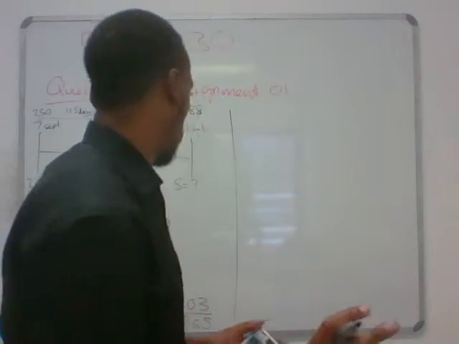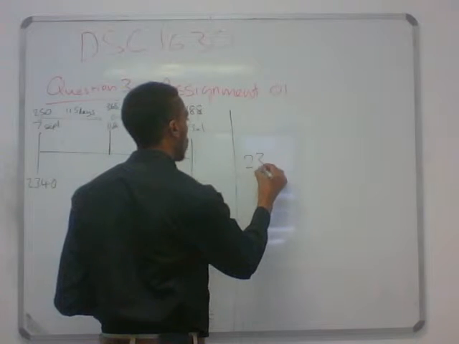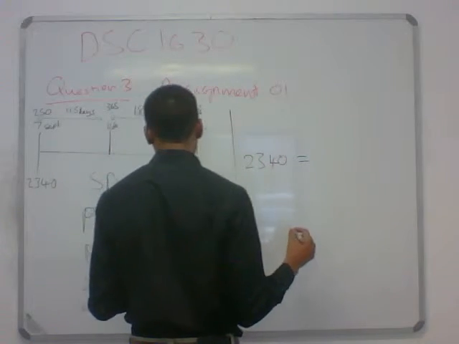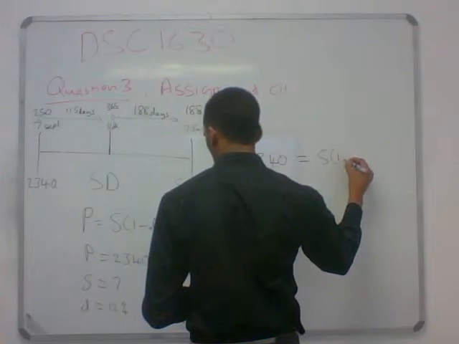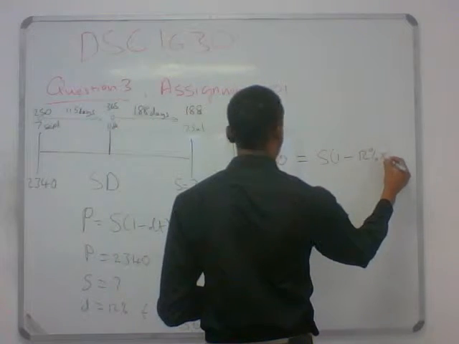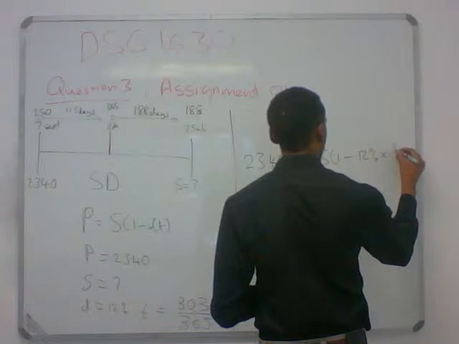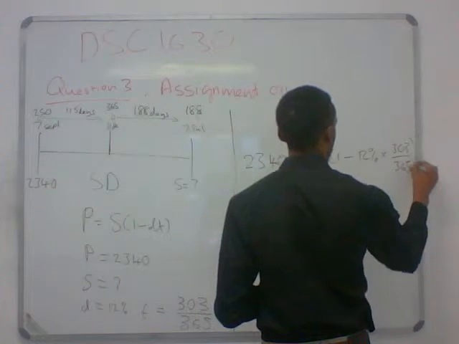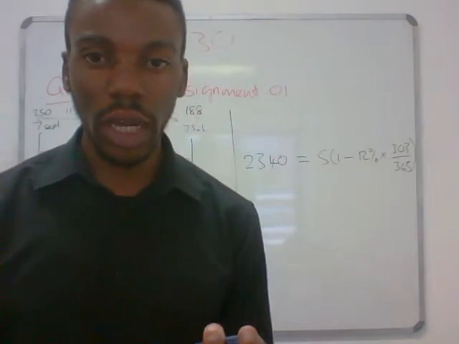Let's go. So now we're going to go to calculating and finding the missing variable. So we have P, which is 2340, is equal to S1 minus D, which is 12% times the time, which is 303 over 365. Then from there, there's no need to make S the subject of the formula and everything.